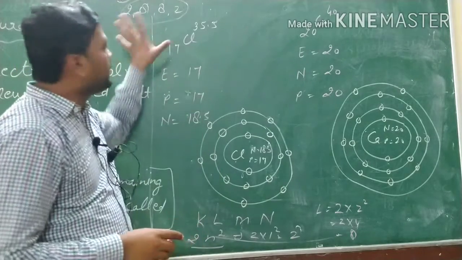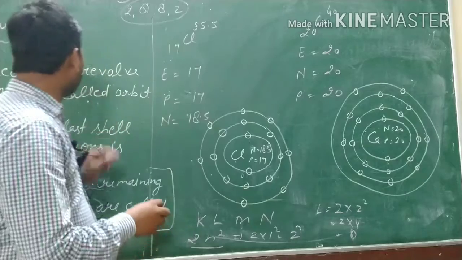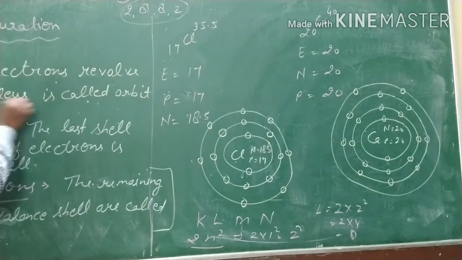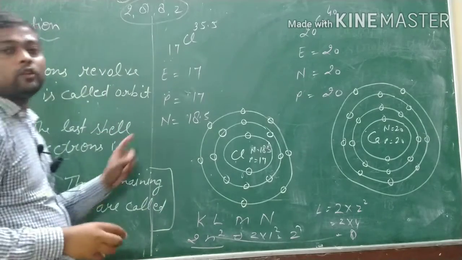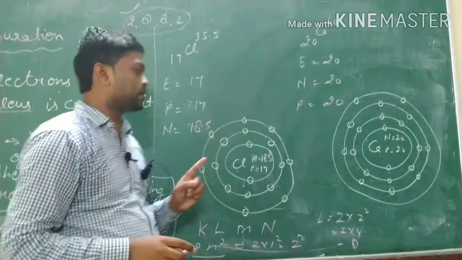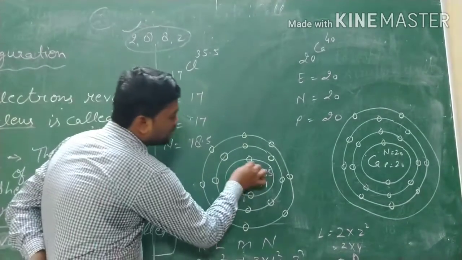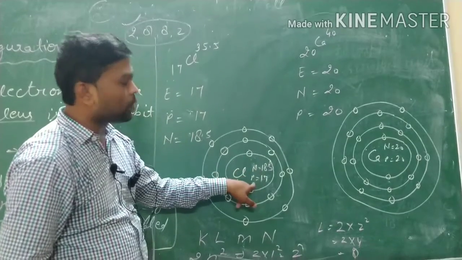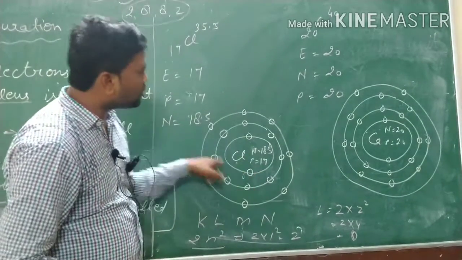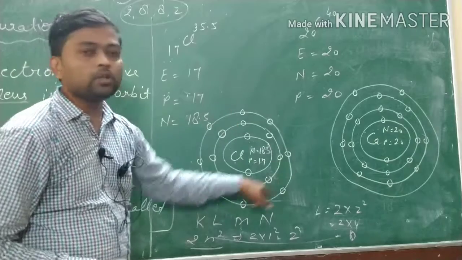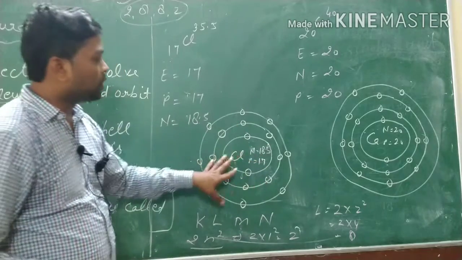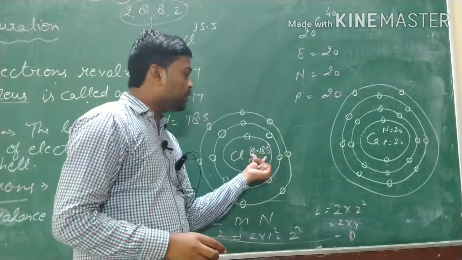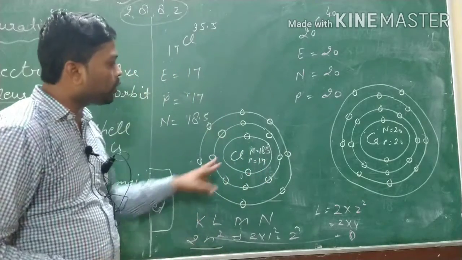Before starting this, I had told that there is the nucleus in which the electrons revolve around the nucleus. So what is nucleus? Nucleus is that part in which the neutrons and protons are present and the electrons are revolving around the nucleus.